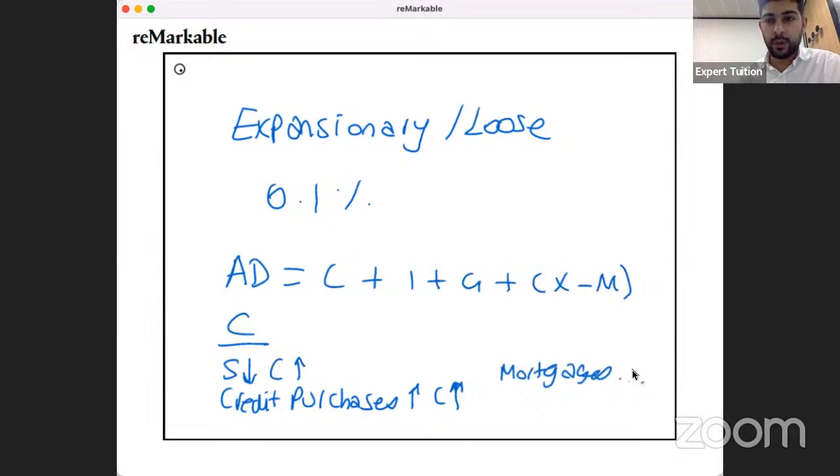Can you see, by the way, in all three of those questions that I asked, the same thing happened to consumption. Consumption went up every single time. That should always happen, by the way. If it doesn't, something has gone wrong. You've not done it right, okay? So that is our starting point.